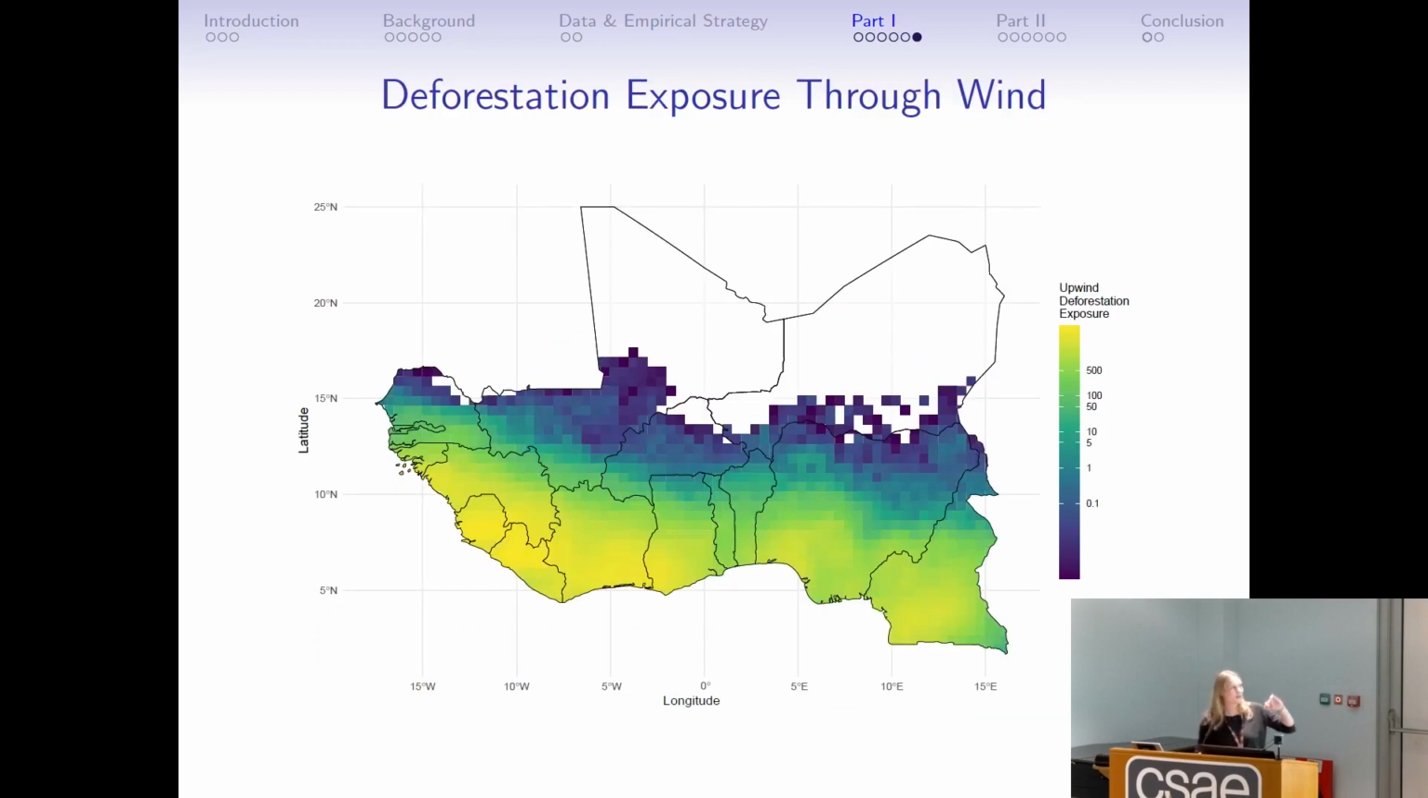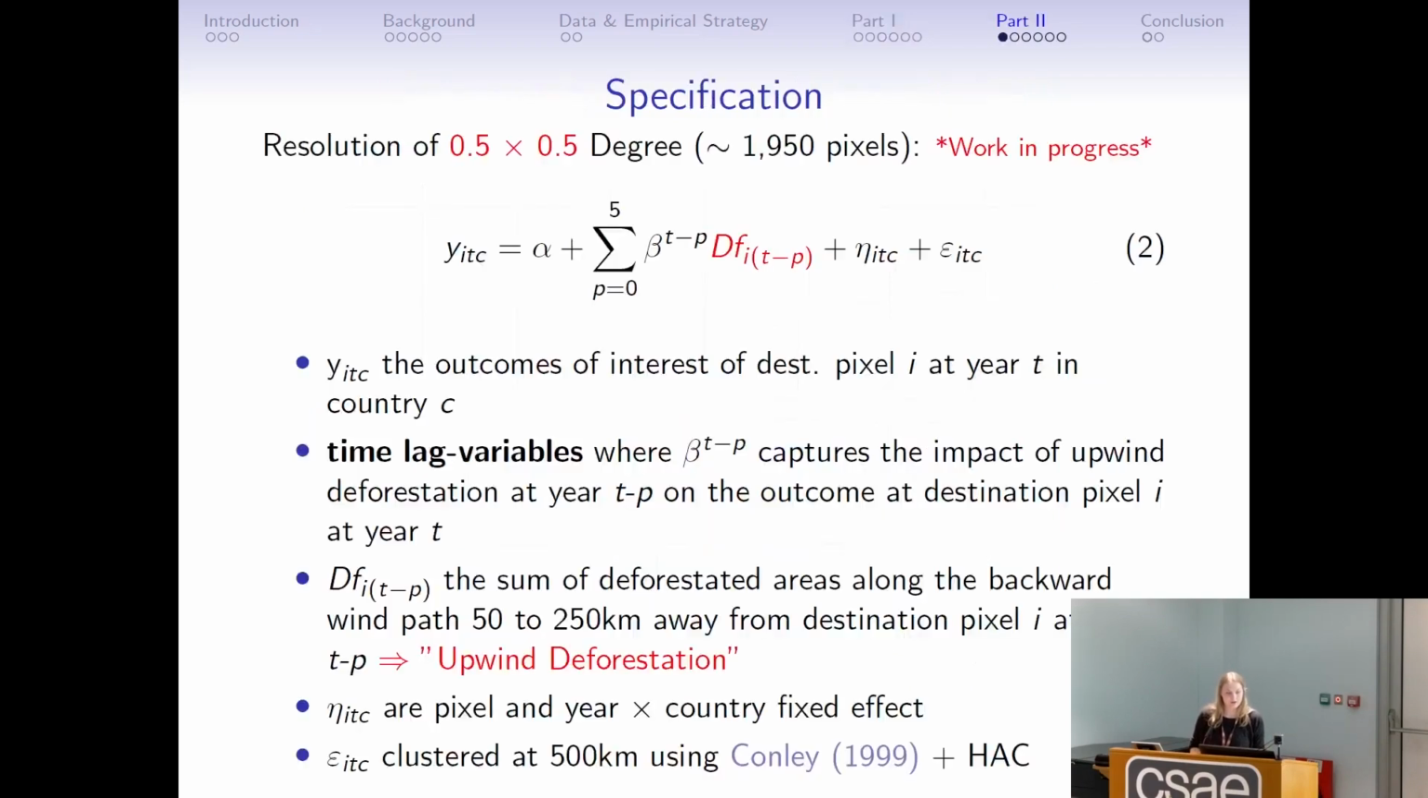So we are able to construct this exposure of deforestation. This is our full region of interest. As you can see, the forest is not identified, for example, in our previous slides in Burkina Faso, but we have an exposure of upwind deforestation in those areas. For the specification for the second part, we will look at a broader resolution, 0.5 by 0.5 degrees, which is broadly 55 kilometers at the equator.